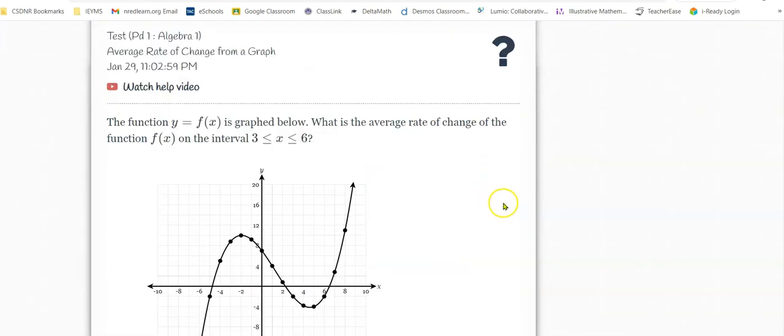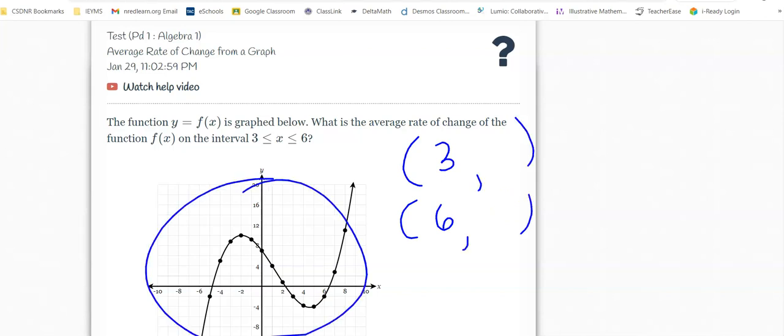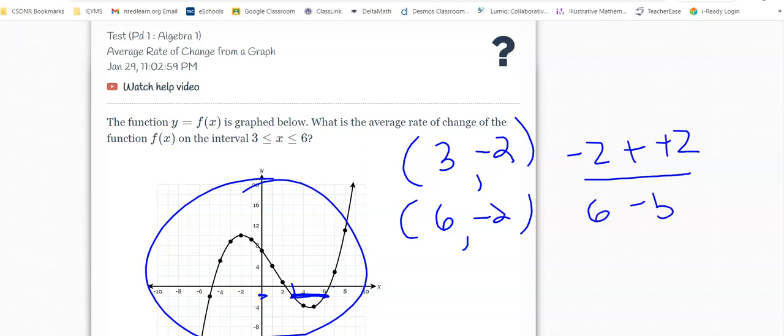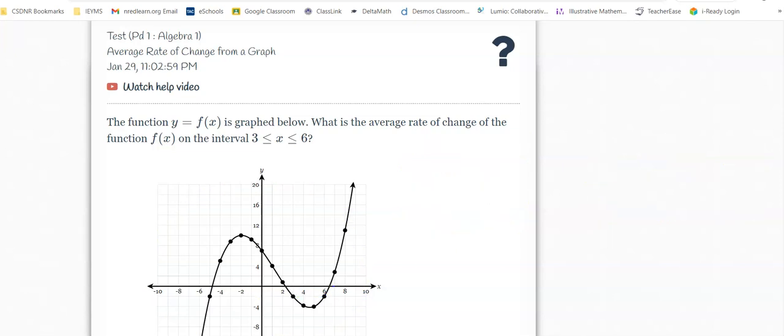One more time. Again, you have to be given the x values. So for us, they are 3 and 6. And then you have to find them on the graph. So 3 is, careful, these boxes go by 2s. So 3 is -2, and 6 is also -2. And that definitely is a horizontal line, so I'm predicting a slope of 0. -2 minus -2 over 6 minus 3. And yes, 0 divided by 3 is 0, which makes sense because my average rate of change connection here was a horizontal line.